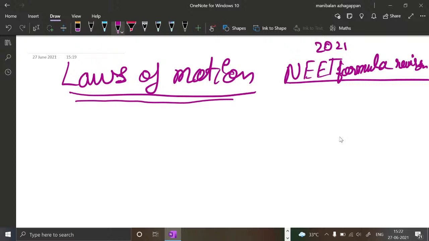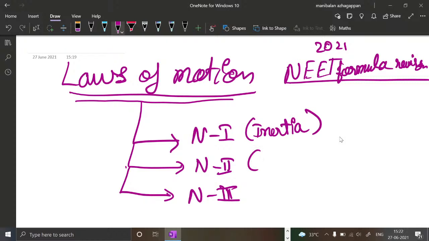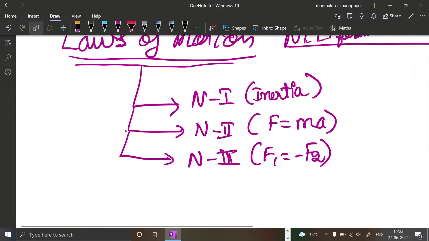The first thing we are going to see is the three fundamental laws: Newton's first law, Newton's second law, and Newton's third law. Newton's first law is about inertia. The second law explains that force is equal to mass into acceleration. The third one says every action has an equal and opposite reaction.